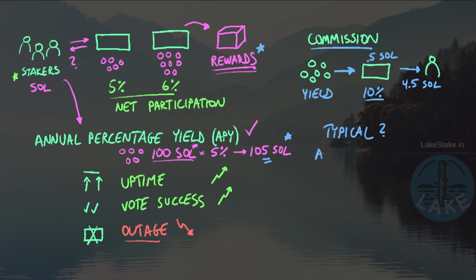Well, a typical APY as of the time of this video is around 7 to 7.5%. This number is going to go down over the course of time because the Solana network is designed to slowly reduce the APY down to a minimum amount that's been predetermined. Meanwhile, a typical commission is between 4 and 10% for most validators, and some validators will run at 0% as a way to attract stake. This commission amount can be changed in the future, and so it's a great way for a new validator to come online and start participating in the network.